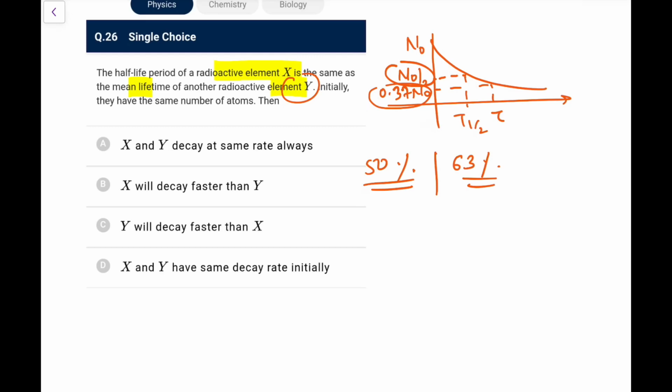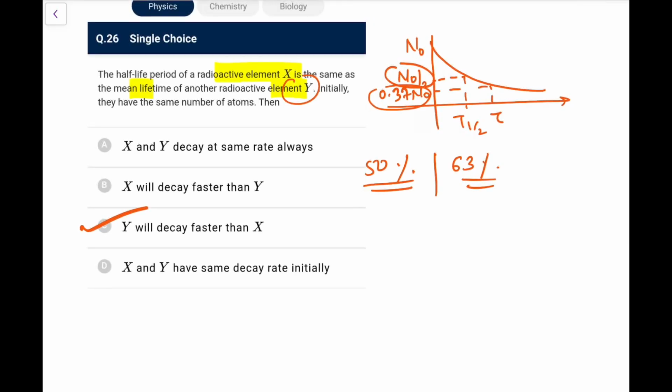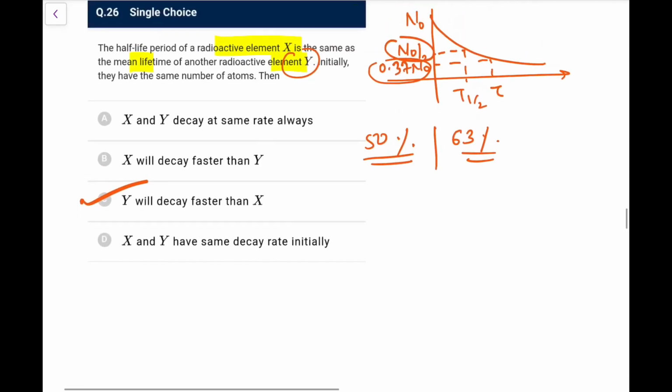So what option can we say? We can say Y will decay faster than X. Here NTA has given a wrong answer. Y will decay faster than X. I am pretty sure about that.